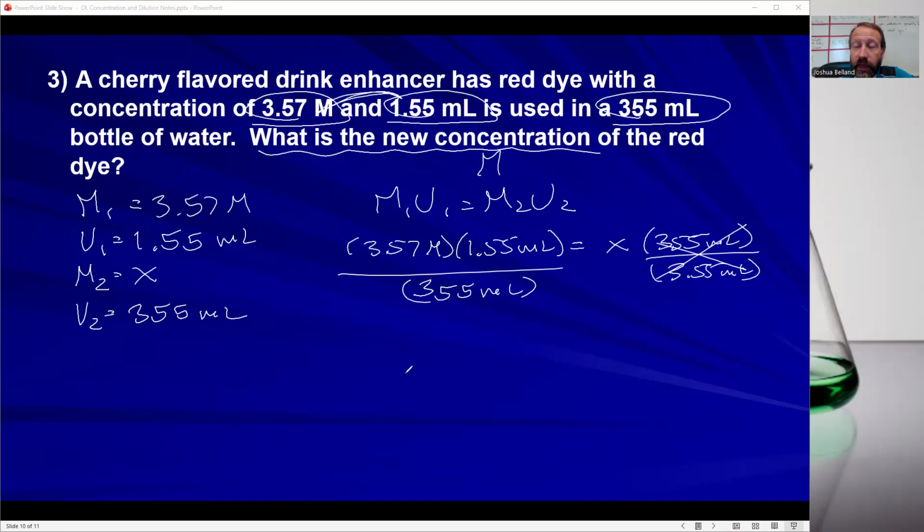It's the 1 over on that side, but just have X, I have 1X, and then milliliters even reduced. So by the way, 3 sig digs on each of those if you didn't guess. Okay, so 3.57 times 1.55 and then divided by 355. And I'm going to feel like this is going to be a small number. And yes, it is. And that's okay.